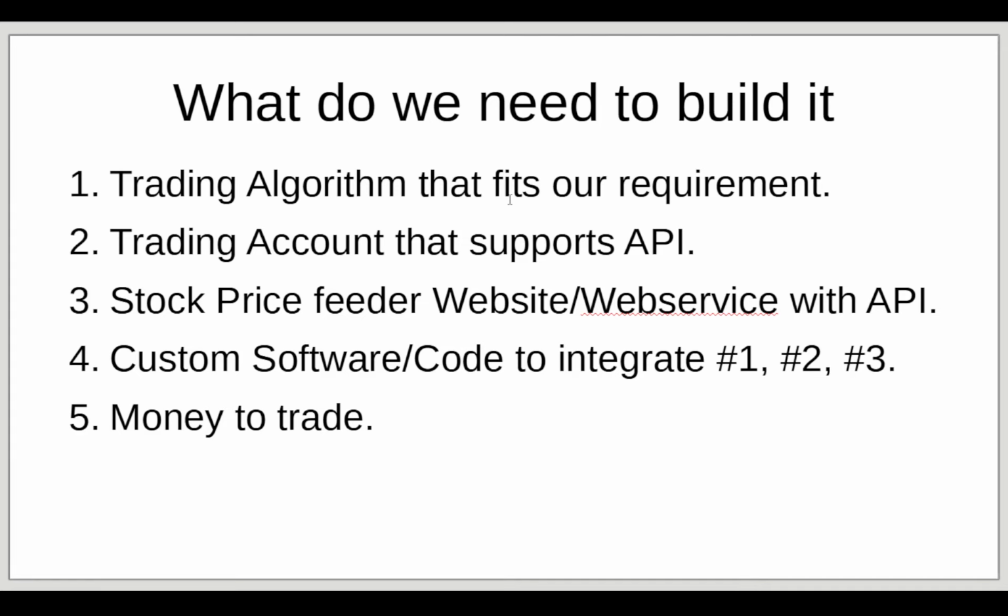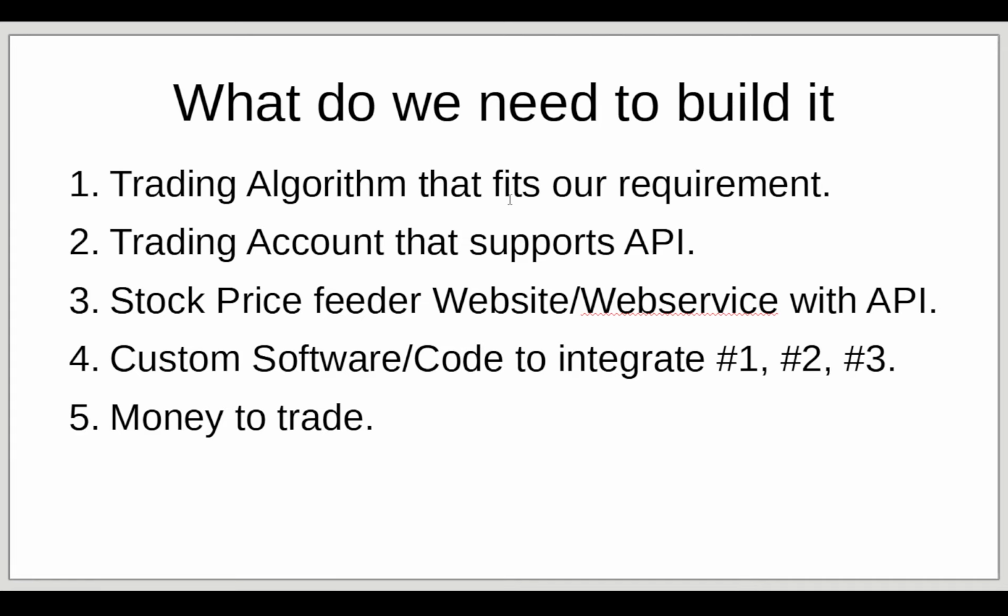I don't know which trading algorithm I might be implementing. So I don't know if I need an API or web service which provides all these other building blocks of an algorithm. But at the very minimum, I need a stock price at least. I can even write the code for moving average. I can write it. I can implement all those. That is point number four here. Point number four is custom software or code to integrate one, two, and three.